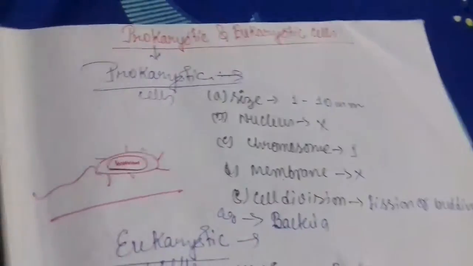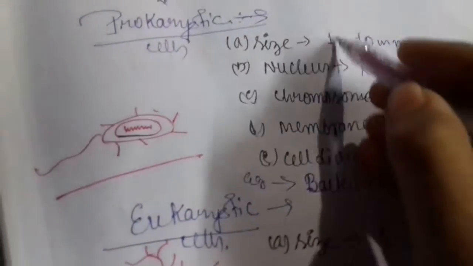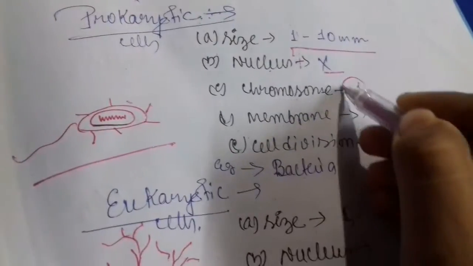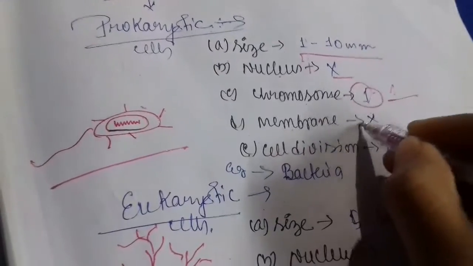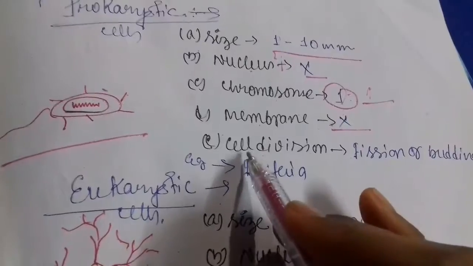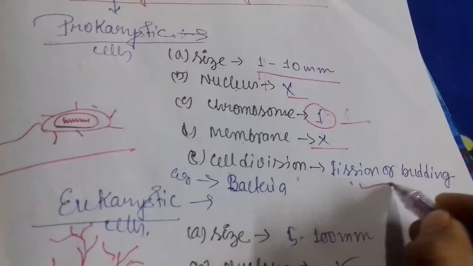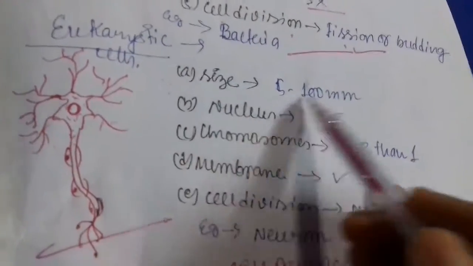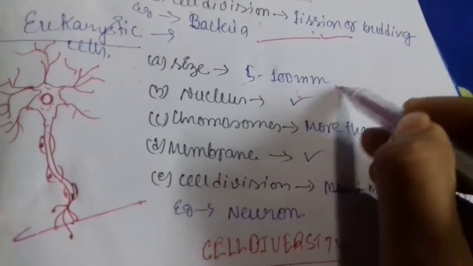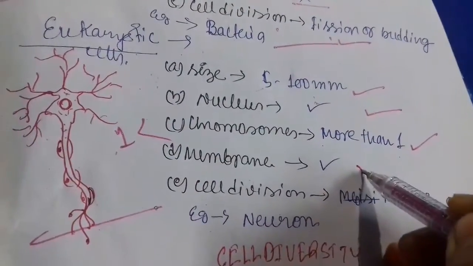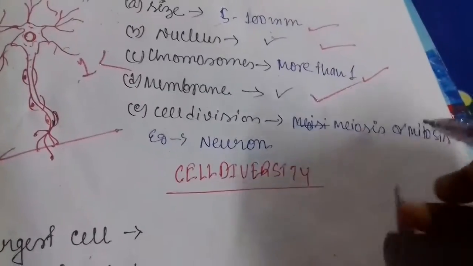In prokaryotic cells, the cell size is 0.1 to 10 micrometres. The nucleus is not present. There is only one chromosome. Membrane-bound cell organelles are not present. Cell division is by fission or budding. Example is bacteria, a typical bacterium. Eukaryotic cell size is 5 to 100 micrometres. The nucleus is present. Chromosomes are more than one. Membrane-bound cell organelles are present, and cell division is by meiosis or mitosis. Example is a neuron.